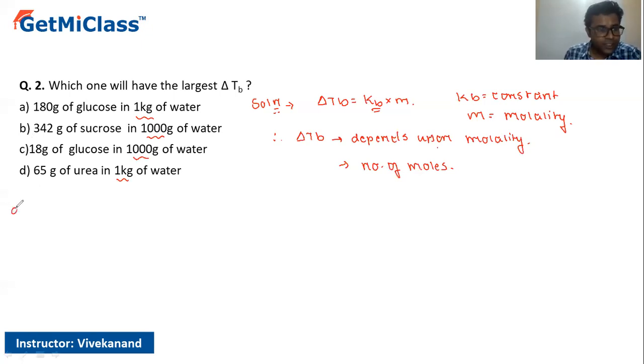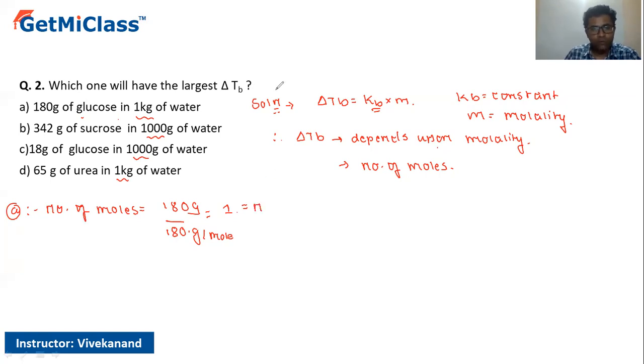So let's observe option A. In option A, how many moles do we have? 180 gram of glucose has been utilized. Now, glucose has a molecular mass of 180.56, so we'll approximately take it as 180 grams per mole. So the number of moles over here is 1, that is, 1 mole of glucose has been utilized. So this is nothing more than the value of n, the number of moles. Let's keep this one aside.